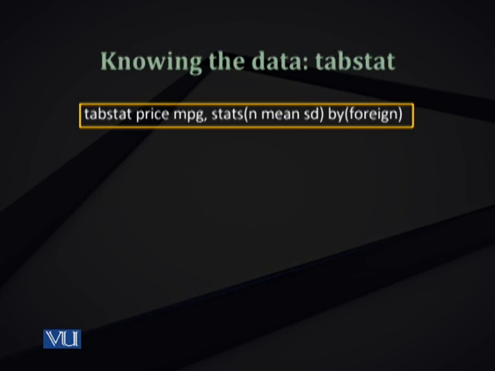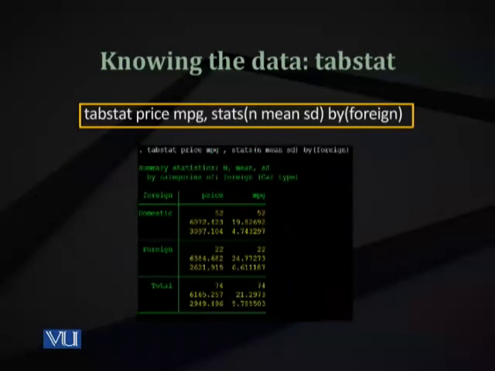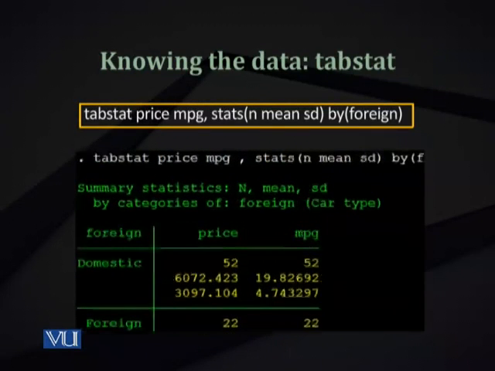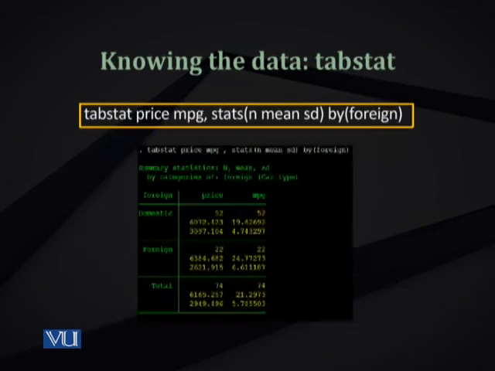The results are as you see. You have for domestic cars and foreign cars and a total of combined observations separately. You have the n, which is 52 for domestic cars. You have mean 6,072 for domestic cars, and 3,097 is the standard deviation. So they are in the order that you specified. For example, if you write stats, n, mean and SD, first you will get n, then the mean, then the standard deviation. So this is very useful to have compact, comprehensive tables providing you summary statistics.